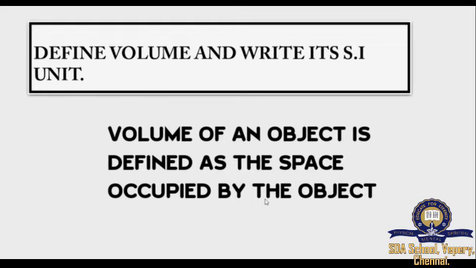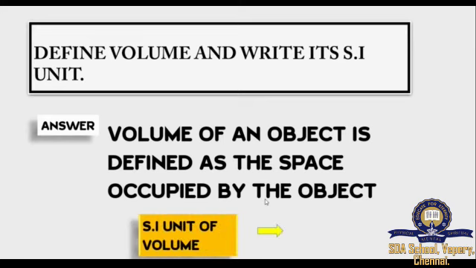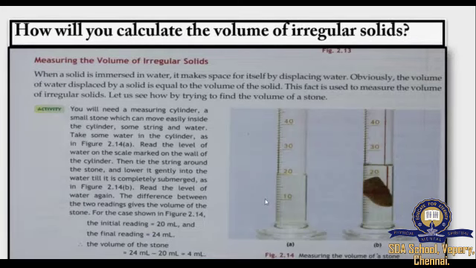Define volume and write its SI unit. Volume of an object is defined as the space occupied by the object. SI unit of volume is meter cube. How will you calculate the volume of irregular solids?